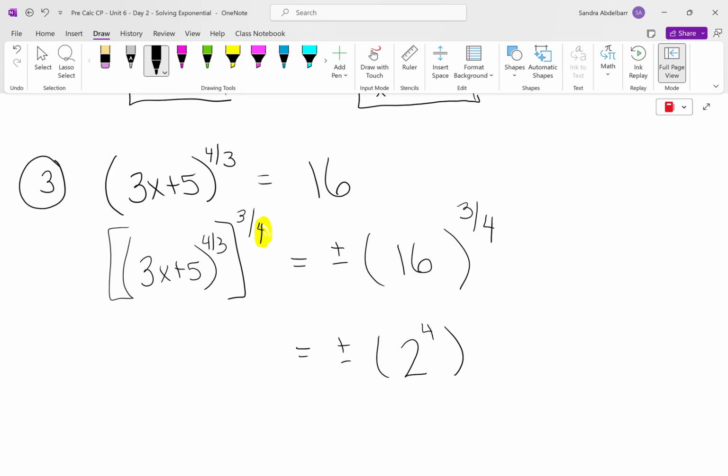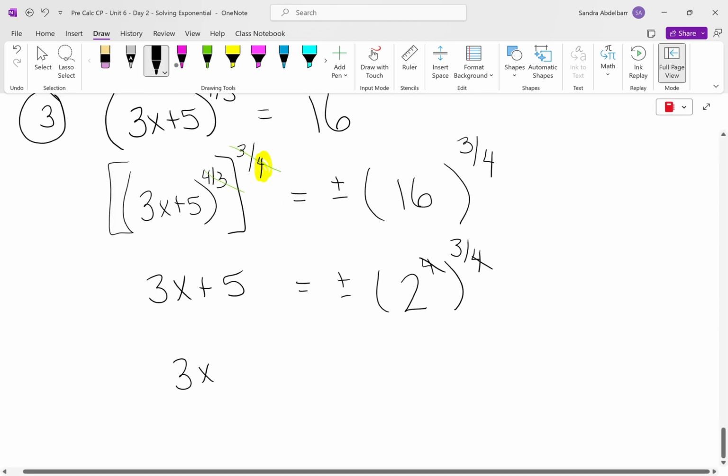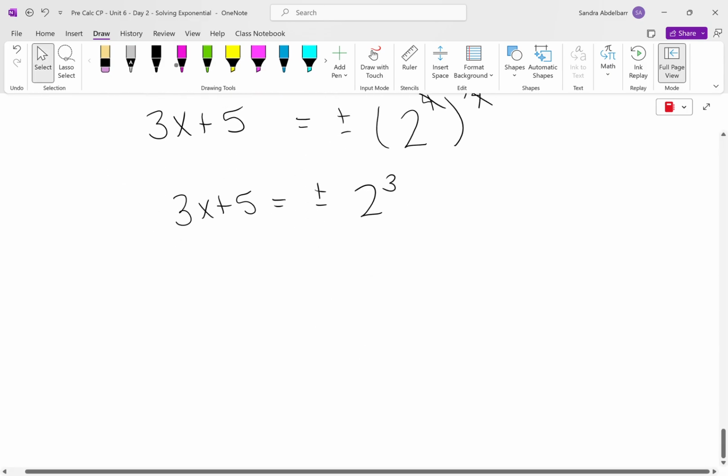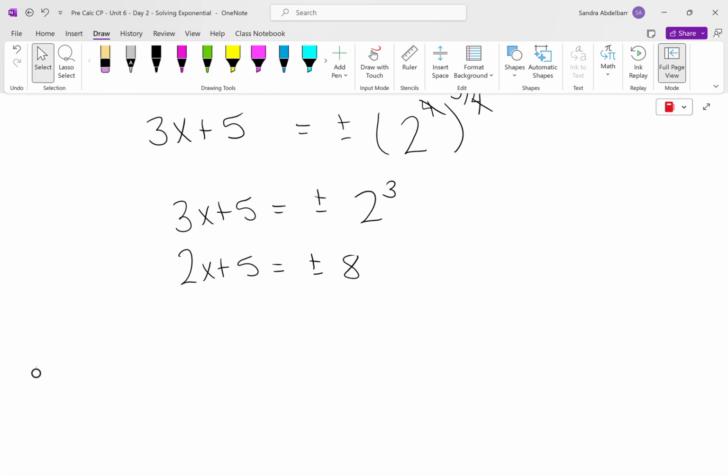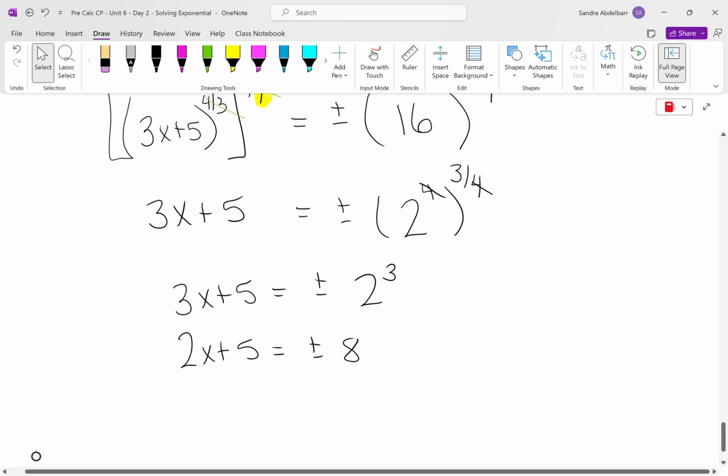I'm now going to change that 16 into a base of some number raised to the 4th power. What is that number? 2. 2 raised to the 4th power is 16. And now we're raising that to the 3/4. Over here, these exponents cancel, so we're left with 3x plus 5. Here, the 4's cancel. So now we're 3x plus 5 equals plus or minus 2 to the 3rd.